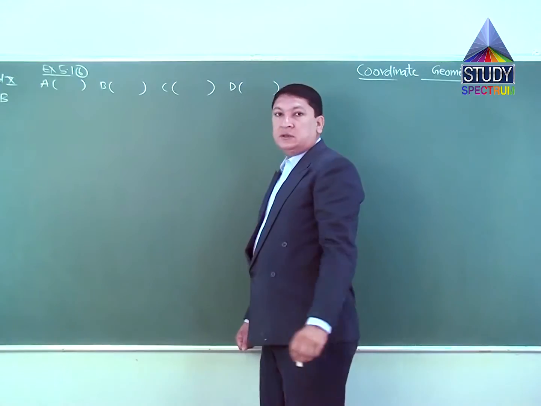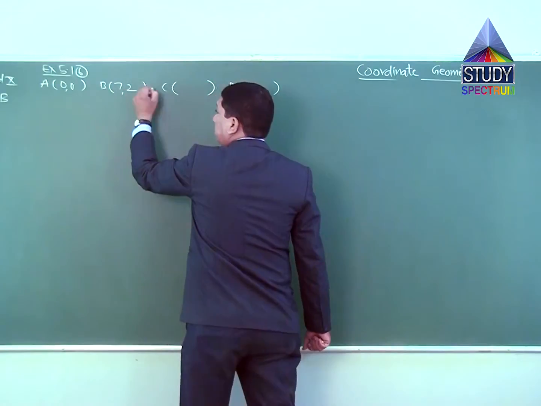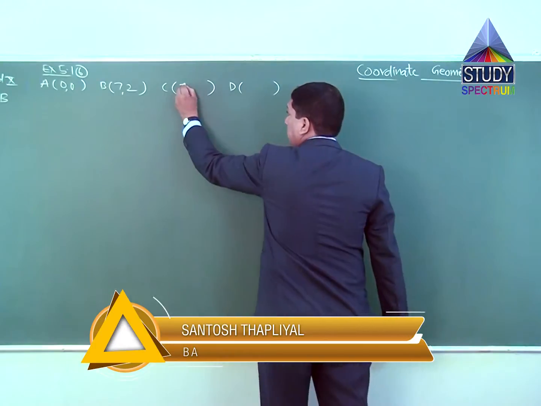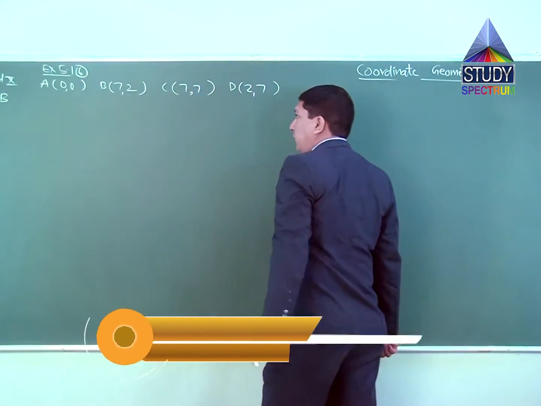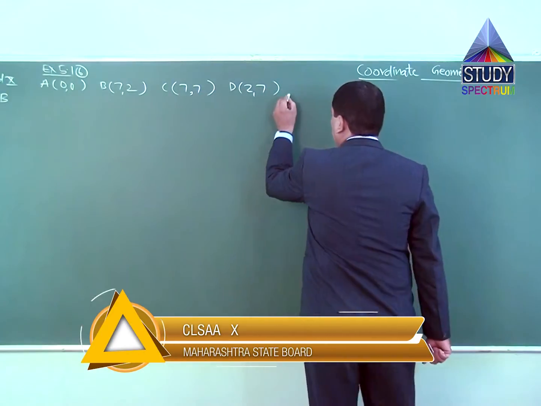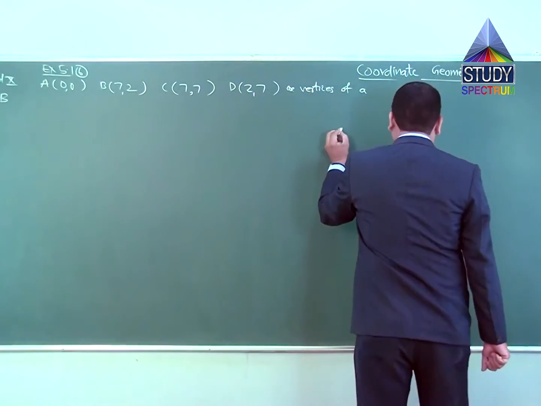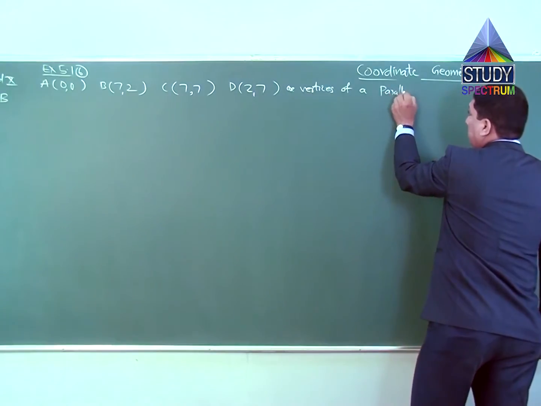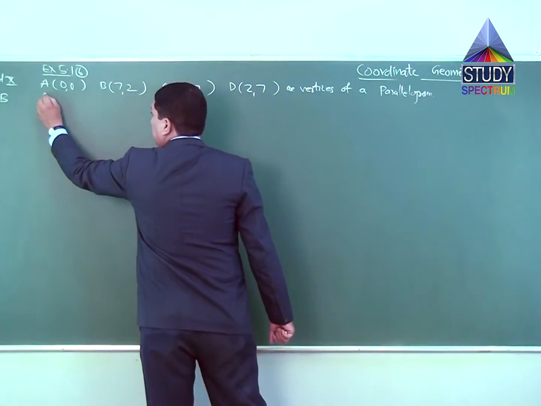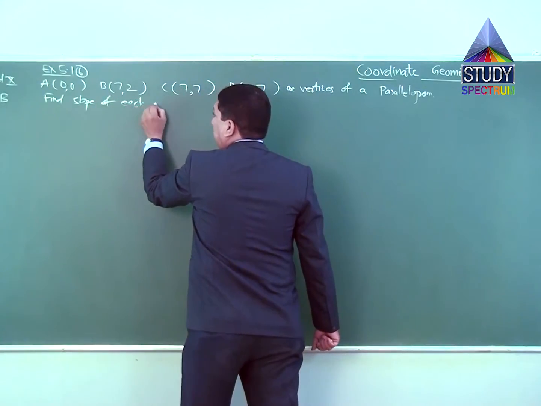Given to us these 4 points, which points are (0, 0), (7, 2), (7, 7) and (2, 7). We'll recheck it. (0, 0), (7, 2), (7, 7) and (2, 7). These four values are vertices of a parallelogram. Question is, find slope of each diagonal.